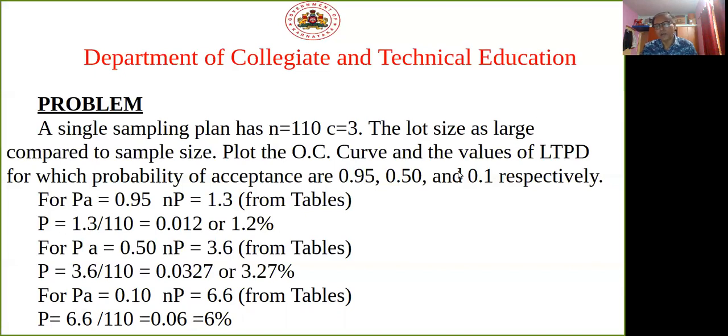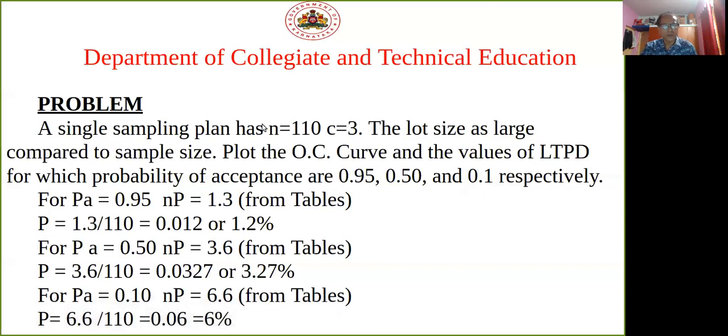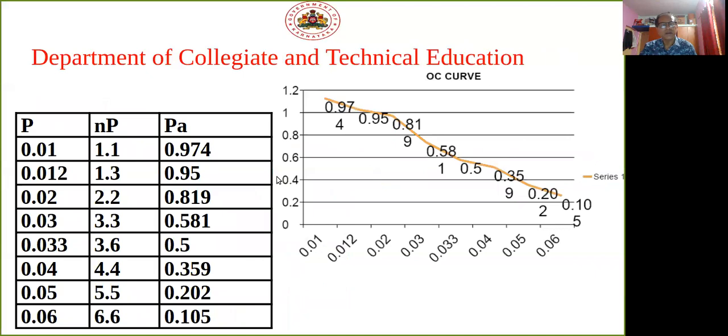Now the next value is PA equals 0.1. For PA equals 0.1 and c equals 3, we get NP equals 6.6 from the table. Then P will be 0.06, which is nothing but 6%. So now you can plot the curve for that.